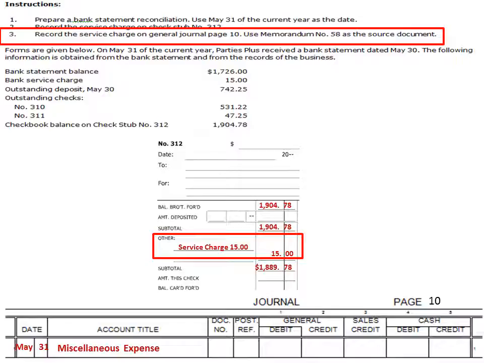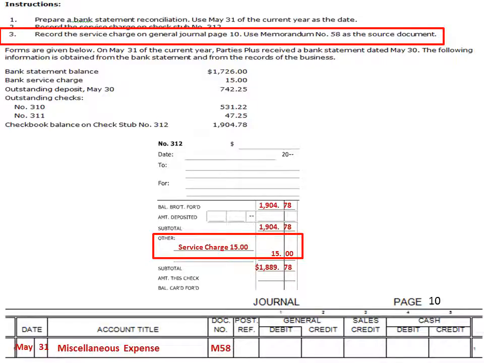The reason we're calling it miscellaneous expense is because this doesn't happen very often. Hopefully it doesn't, but if it did happen quite often, then you would have a bank service charge expense or an account similar to that would explain it. But since it doesn't happen that very often, we're going to use the miscellaneous expense. Our document number here is M58 as in the directions, okay?